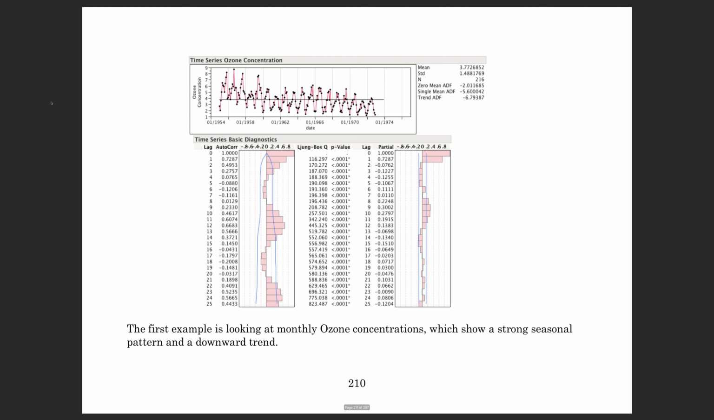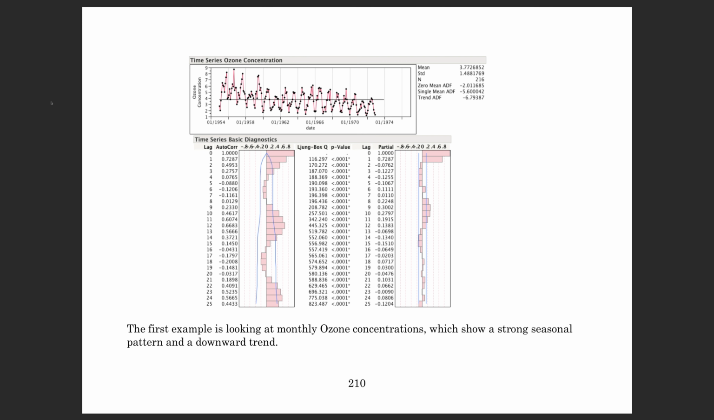So this is our first example. This is looking at monthly ozone concentrations. If we look at the plot up at the top, you can see there does appear to be some sort of a pattern here. There does appear to be a downward trend. That downward trend means that probably we'd need to do differencing.